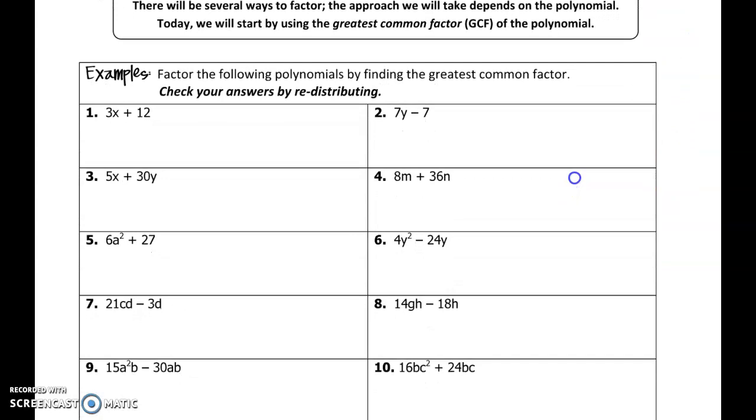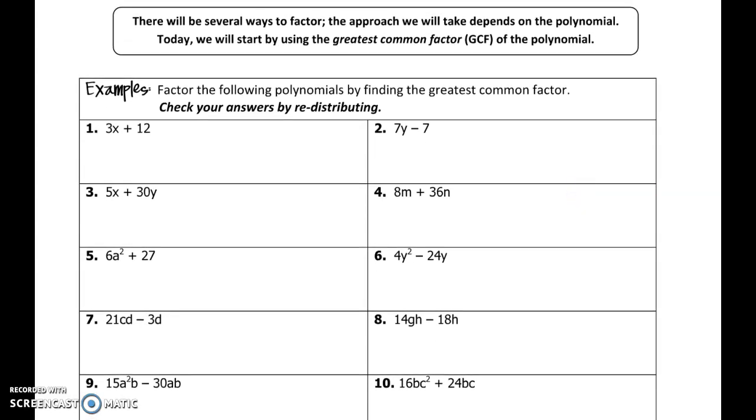So I'm going to do some of the evens with you guys. I'm going to look here and I see 7y minus 7. Well, I know 7 goes into both of these. And so I'm going to take out a 7 and you divide that into these. And so I get 1y or y minus 1 left because 7 divided by 7 is 1.